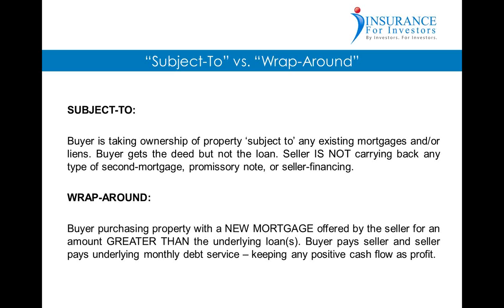So the seller owes, for example, $100,000 but may sell the property for $120,000. The buyer accepts the underlying $100,000 loan, plus the seller carries back a $20,000 second loan as well, so that the new buyer has a debt service of $120,000. The seller pays his or her underlying monthly debt service, keeping any positive cash flow as a profit. So it's a subtle difference, but it is a difference, and it does matter with insurance.